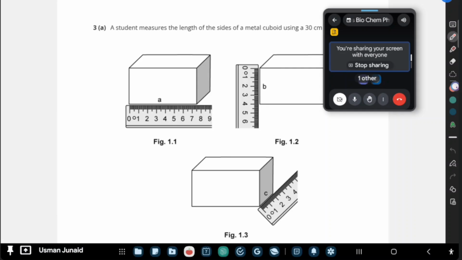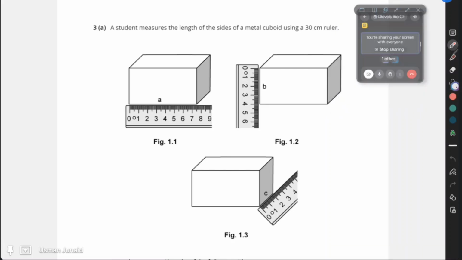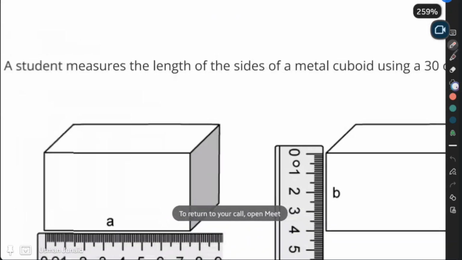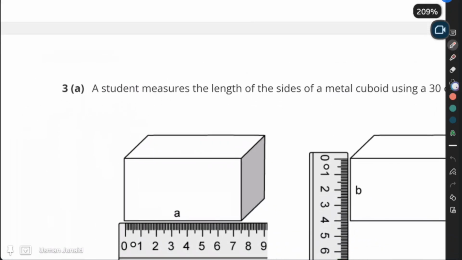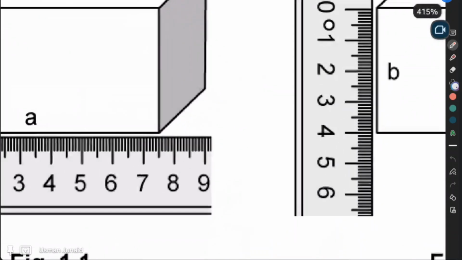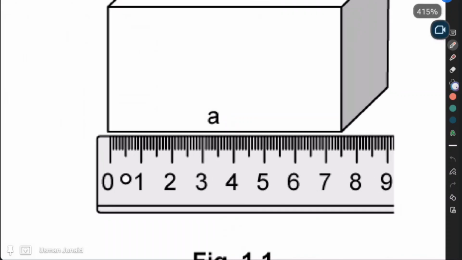We did some few questions yesterday. We're continuing on with those questions. So, looking at what this question is saying, can you tell me the measurements for each of these lengths? So, what is the measurement for A?